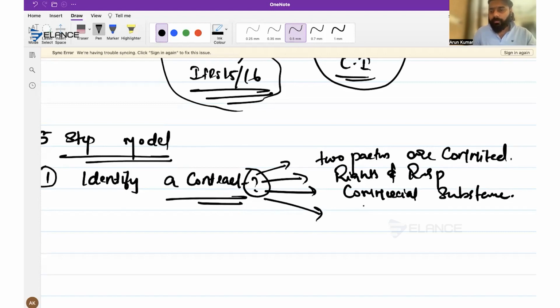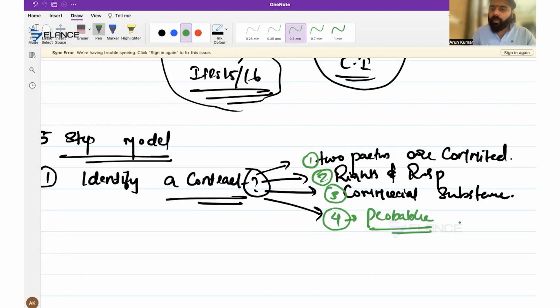And then finally, it should be probable that we can collect the consideration. It is probable that we can collect the consideration. So these are the main elements we need to check when we are identifying a contract with the customer. Okay. So it is not as simple as that.